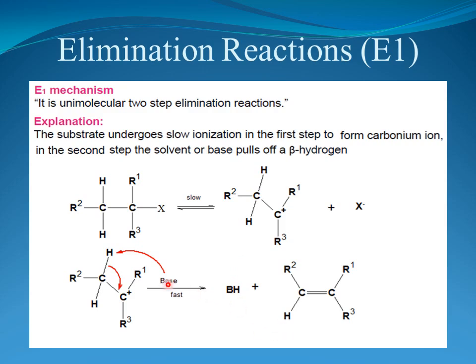And you can see the base has abstracted a proton, giving you BH. So this is the E1 mechanism. The similarity with the SN mechanism is that it is a two-step process. In the first step, a carbocation is produced, and in the second, the base or the nucleophile is going to attack. That is why it is a unimolecular two-step reaction.